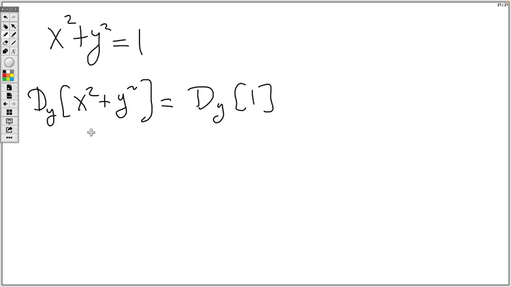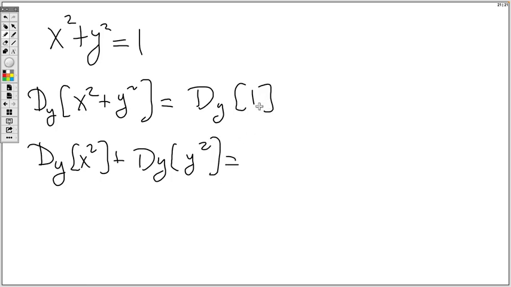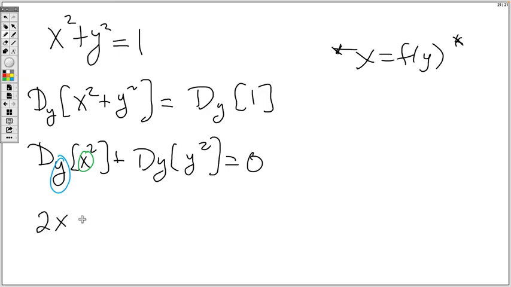It's a derivative, so the sum rule still applies. The derivative of a constant is still what? But now, since we're thinking of x as a function of y, what's the derivative of x squared with respect to y? What would this be? So what rule would I have to use there? Chain rule. So it'd be 2x times x prime, where x prime here would be what?